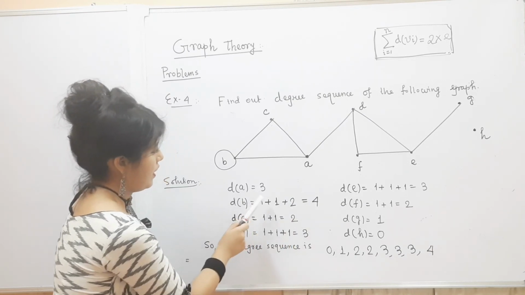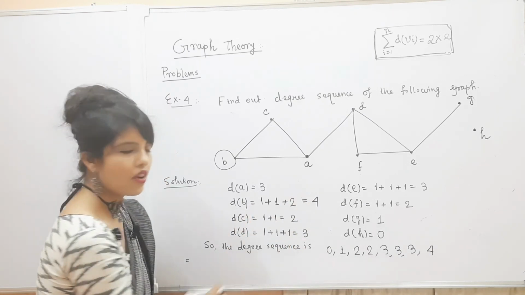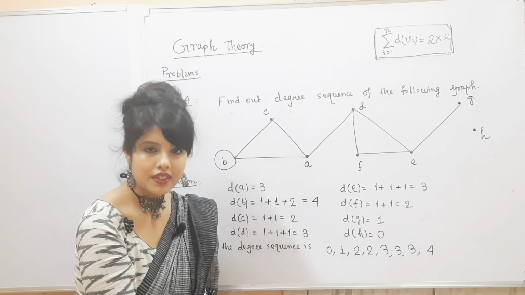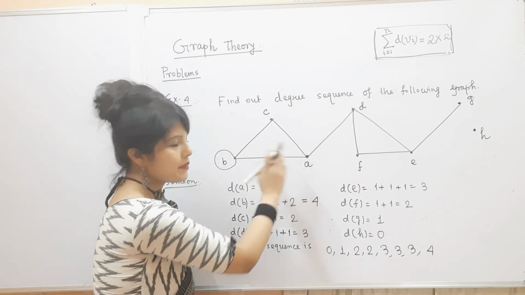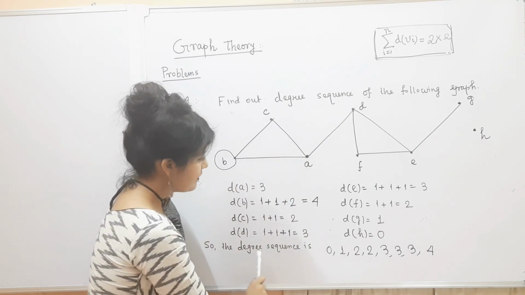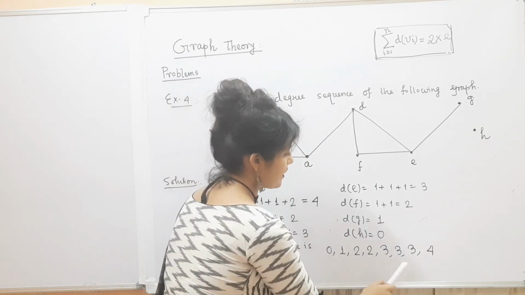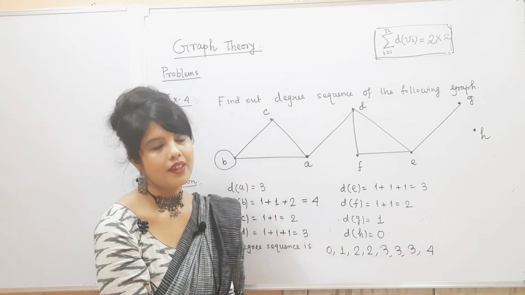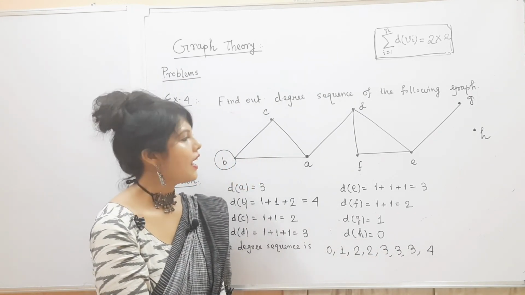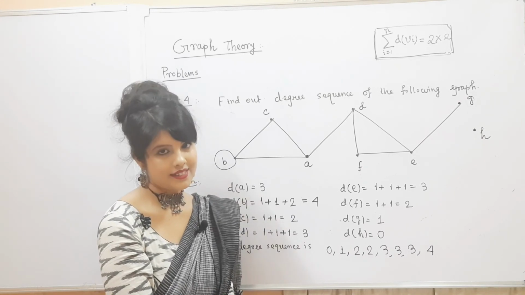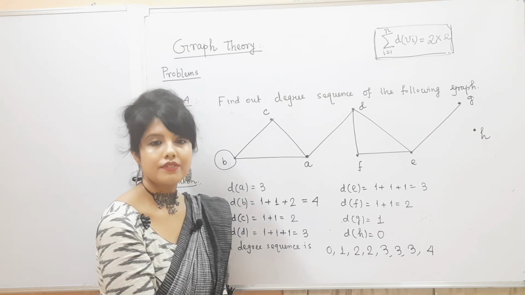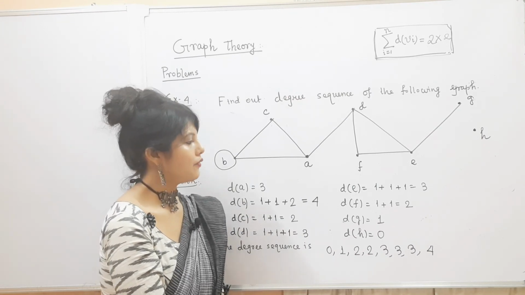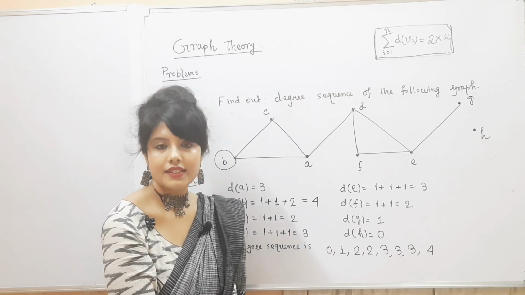So 4. And then I have calculated all the degrees of the vertices, that is the number of edges associated with each vertex of the graph, and then I have constructed the degree sequence of the graph. Hope you have understood this, and I think I should stop this class here, so that you can visualize or realize the problems the way that I have discussed them.